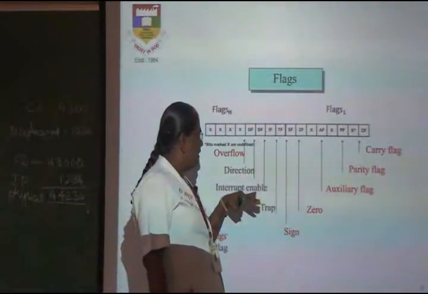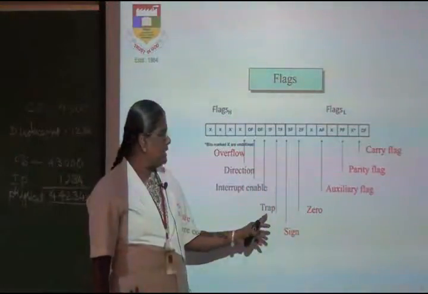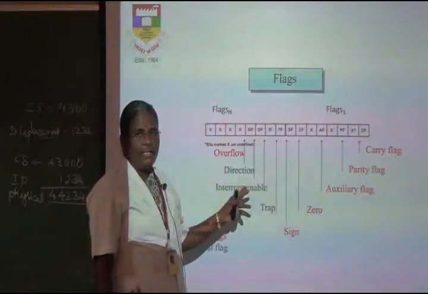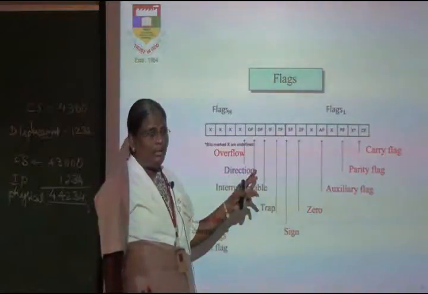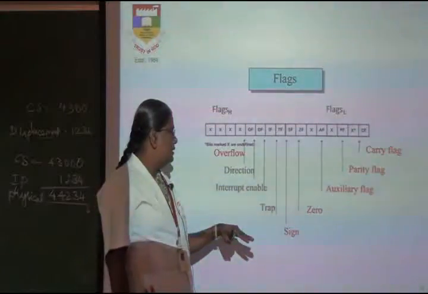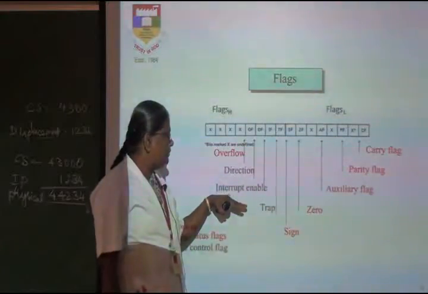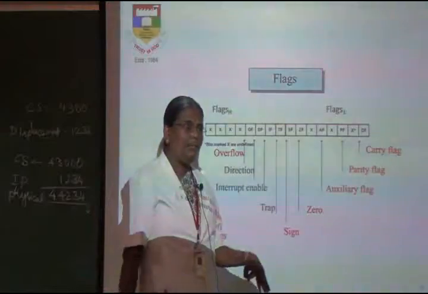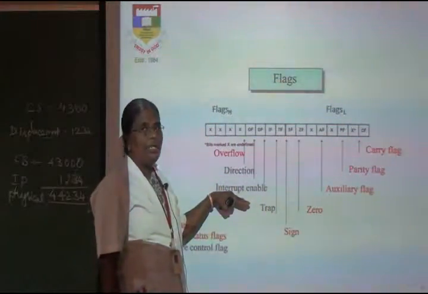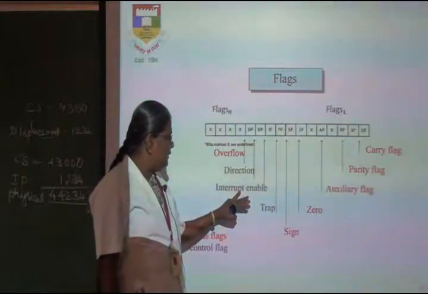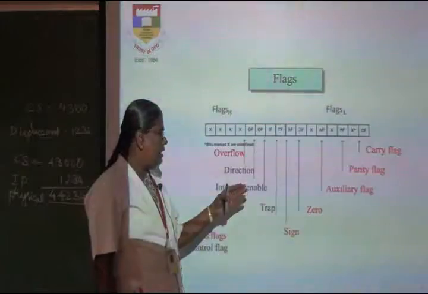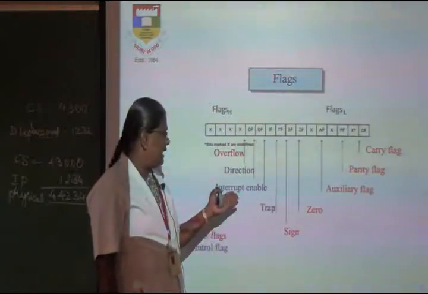The direction flag, interrupt enable flag and trap flag, these 3 are the control flags. The direction flag indicates the direction of data flow, that is from or to the register. Then the interrupt flag: if any external or internal interrupt occurs, this interrupt flag will be set. This can be user defined, set by the instruction STI or cleared by the instruction CLI.